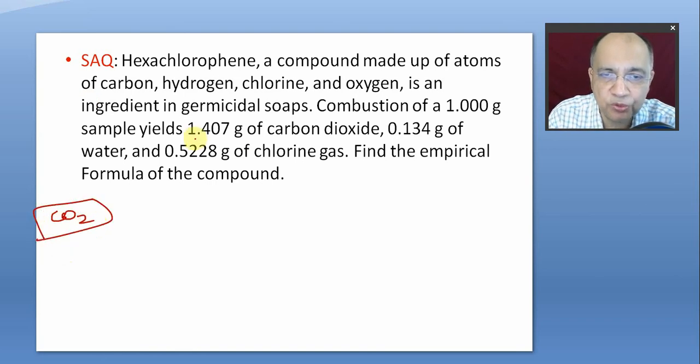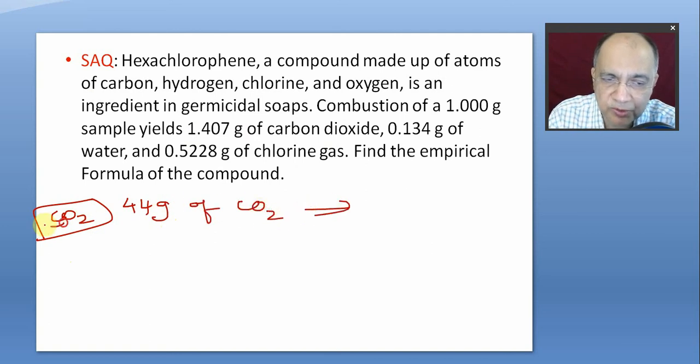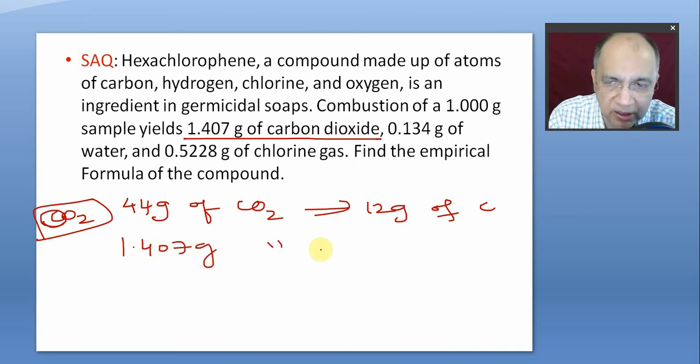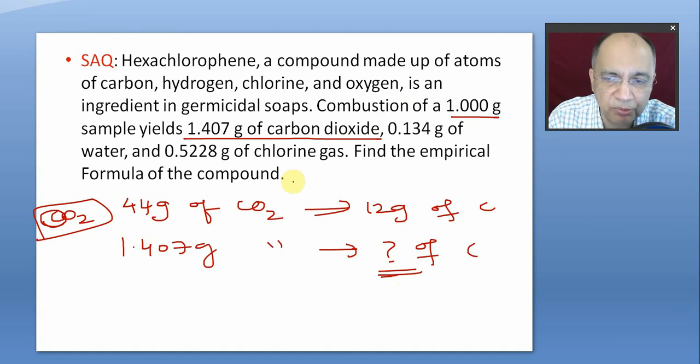CO2, the molecular mass is 44. 16 twos are 32 plus 12, 44. In 44 grams of CO2, how many grams of carbon is present? 12 grams. So experimentally we have found these many grams of carbon dioxide. So 1.407 grams of carbon dioxide contains how much carbon? So this much carbon must have come from 1 gram of the original compound.